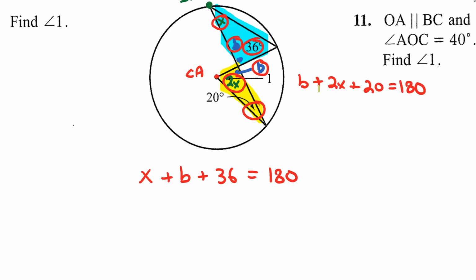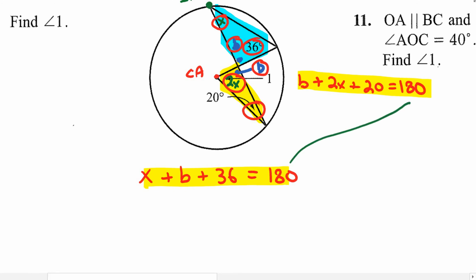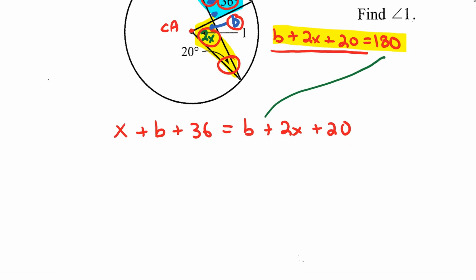Okay, and now we take a look at these two equations, and we can make them equal to each other because they're both equal to 180 degrees. So instead of writing 180 degrees here, I can replace that with the B plus 2X plus 20, which is that expression right there. And now we just have an algebra problem.